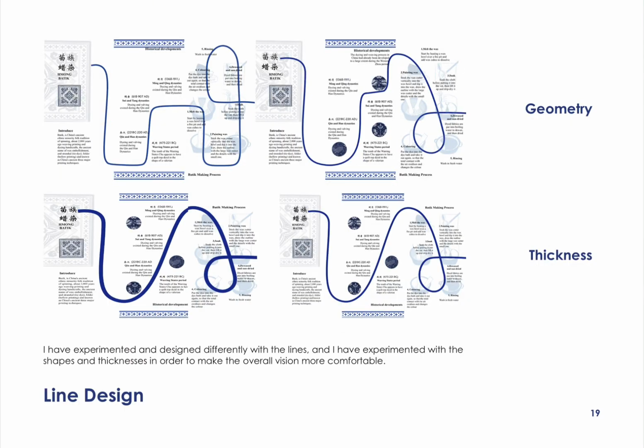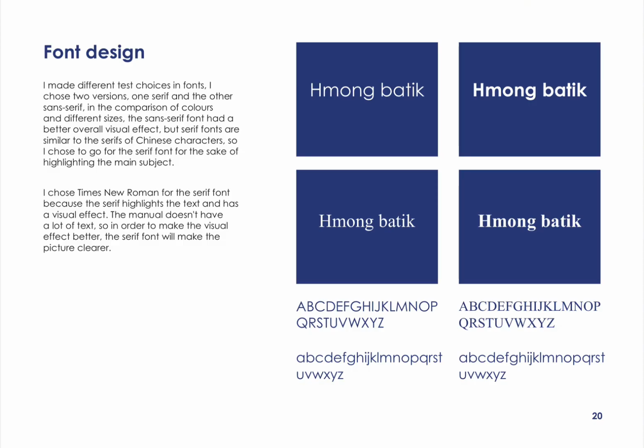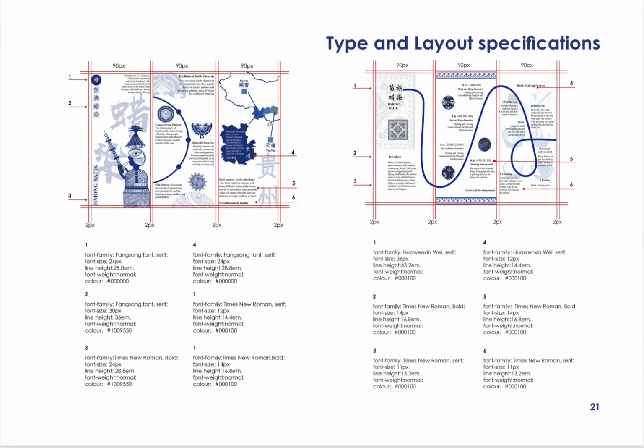I got feedback from the teacher that the overall line was too thick and smooth, so I tried to do more tests on different lines. I chose a zero font that can echo Chinese calligraphy. As for my layout specification, the front side and the back side are the same, and both have margins leaving space for the folding.